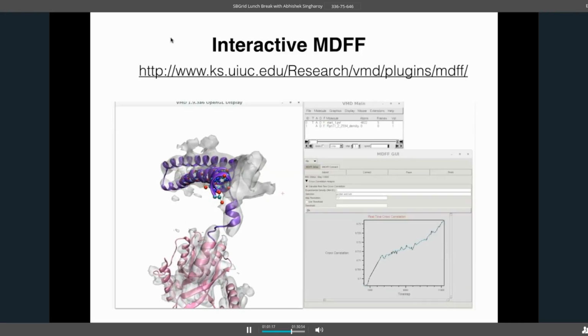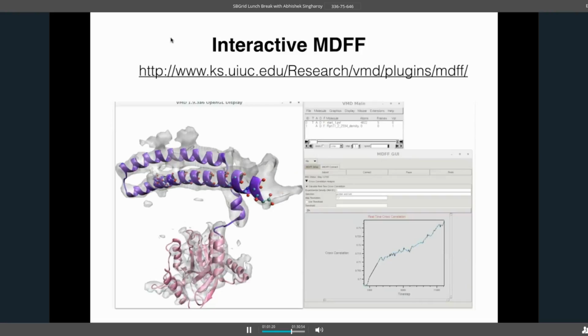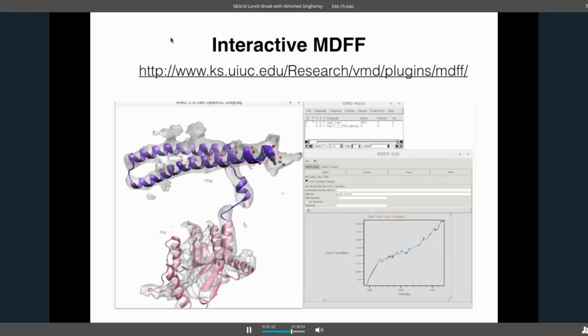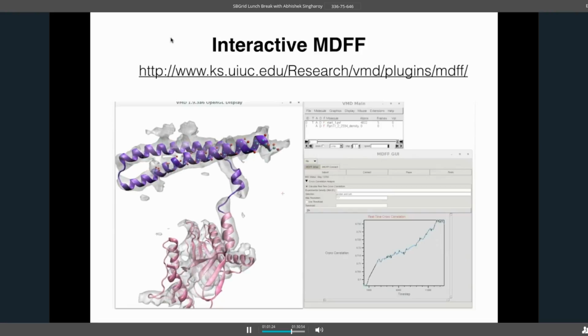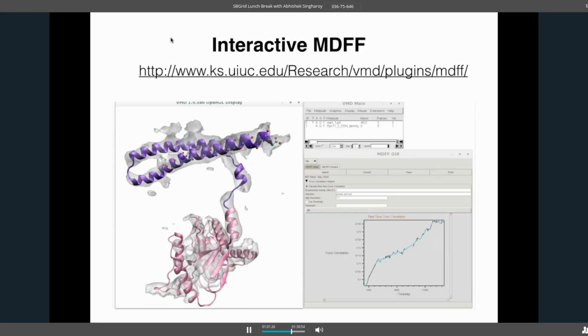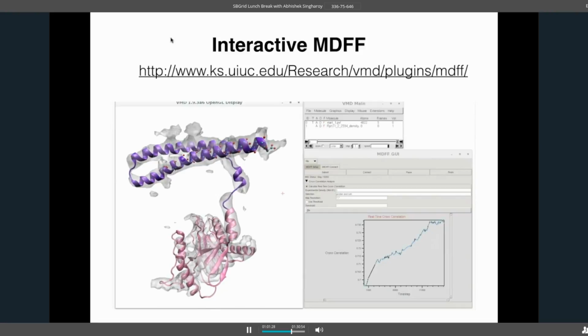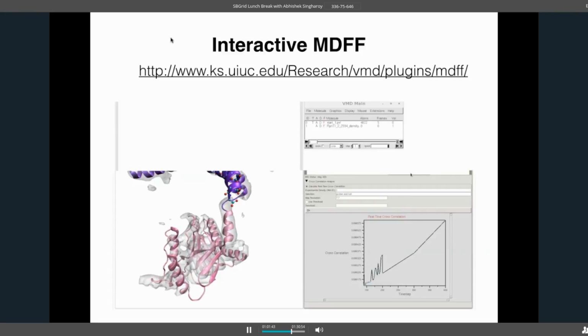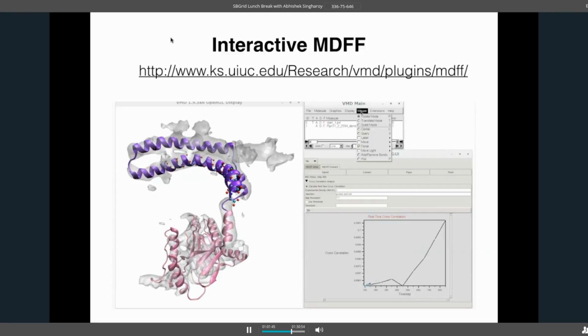So what you see here is that we're interactively placing a protein inside a density. The arrow that you saw was where force was applied to the protein, and you see that MDFF is normally happening, and now together with the MDFF, you're using your own intuition to fit a structure to the density. In the lower right hand corner, you're seeing that the local cross correlation is increasing, which is fine.